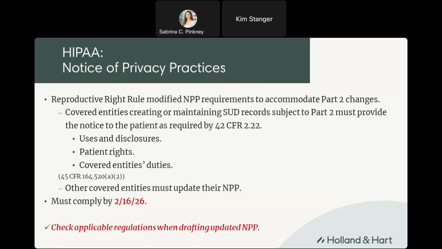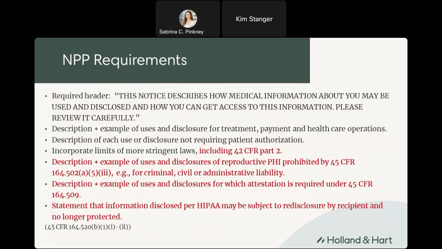The rules are generally the same, but there are some changes that you're going to have to make for the notice. I've highlighted those changes in red in the documents that I provided. Among other things, you've got to make reference to Part 2 and provide some information about Part 2. All of these requirements are specified in the reproductive rights rule. You can go there and track what your Notice of Privacy Practices has to contain. In addition to the other stuff that it currently requires, you've got to provide a description and an example of the uses and disclosures of reproductive protected health information that's prohibited by 45 CFR Part 2.